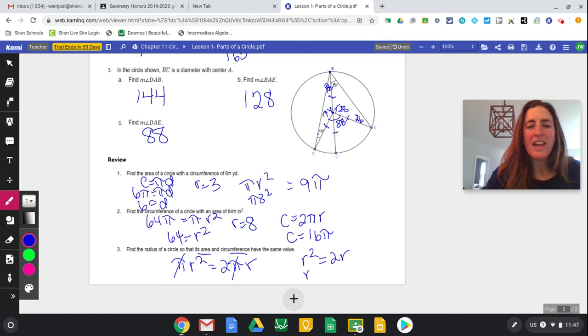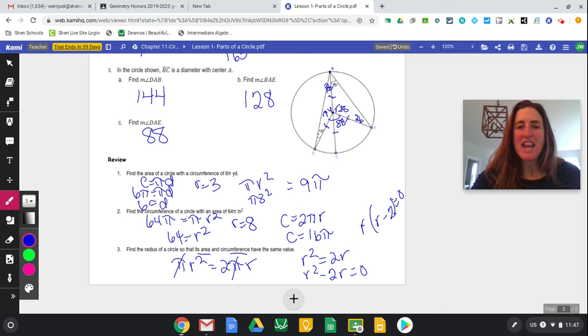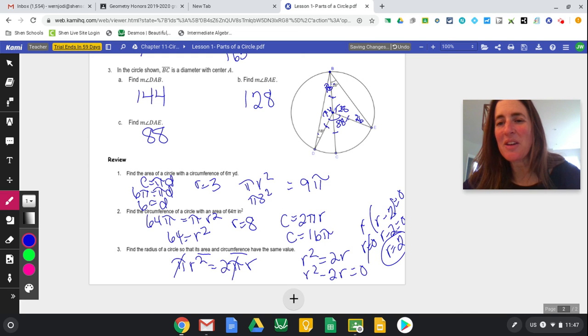Oh boy. Let's move the 2r to the other side, set it equal to 0, and factor it. Look what I can take out of there, an r. And r minus 2 is going to equal 0. And now I can solve this. R can equal 0. I can't have a radius of 0, but I can have a radius of 2. So 2 is the value where the area and circumference of a circle are equal. Bet you didn't know that.